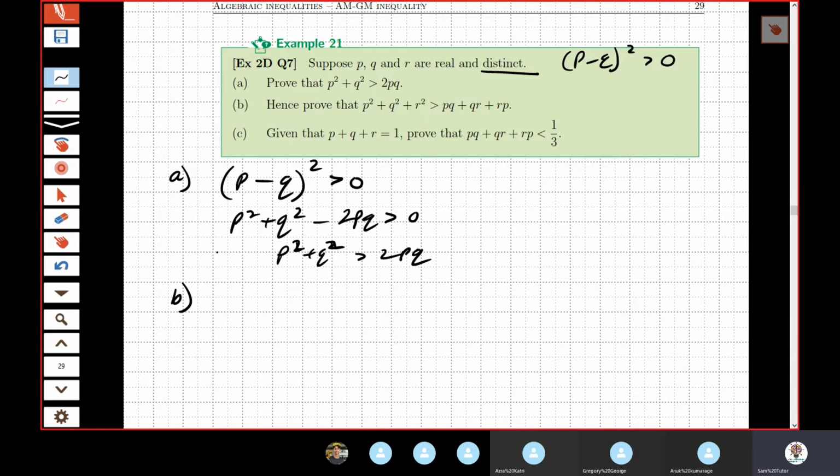Part B says, hence prove that P squared plus Q squared plus R squared is greater than PQ plus QR plus RP. Now, what can happen? Firstly, you can see that you don't have an R. But if I have this particular relationship between P and Q, I can actually have the same relationship, just like you saw with those dummy variables questions that I wrote before. You can have the same relationship with P and R, and the same thing with Q and R. They're just letters. Okay?